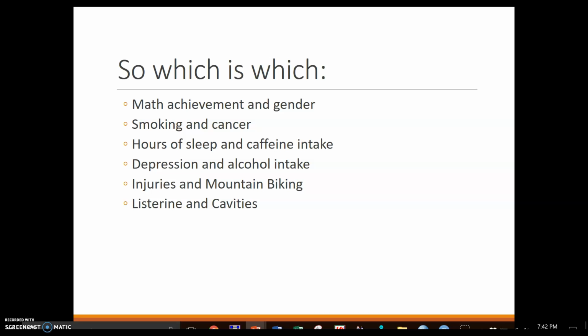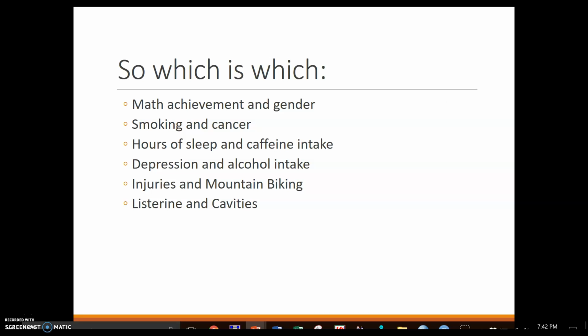If you thought this was a trick question, it kind of is. Some of them are more obvious than others, and it comes down to you're the researcher and you have to decide this. If we're looking at math achievement and gender, you're not going to change my gender based on my achievement. So in this case, it's pretty obvious that gender would be X, my predictor, and math achievement would be my outcome variable. It would be my Y.